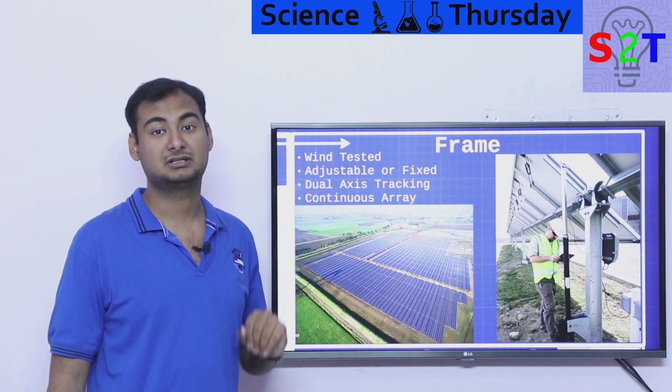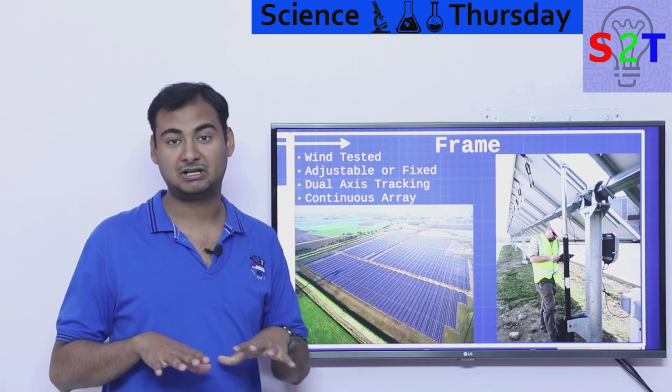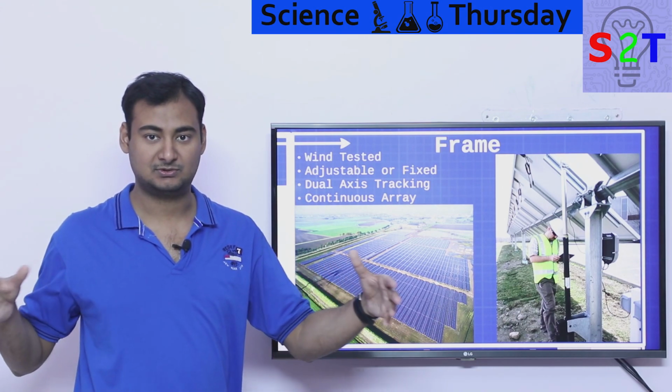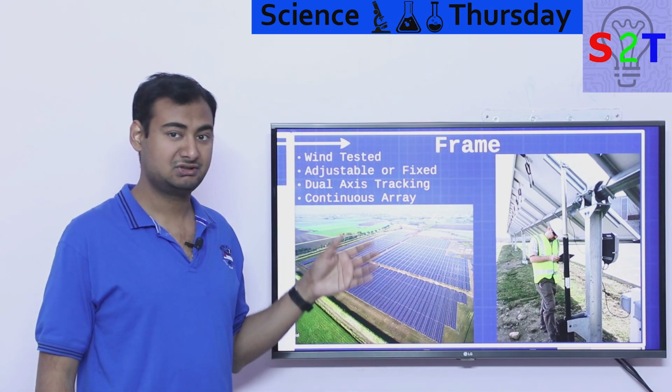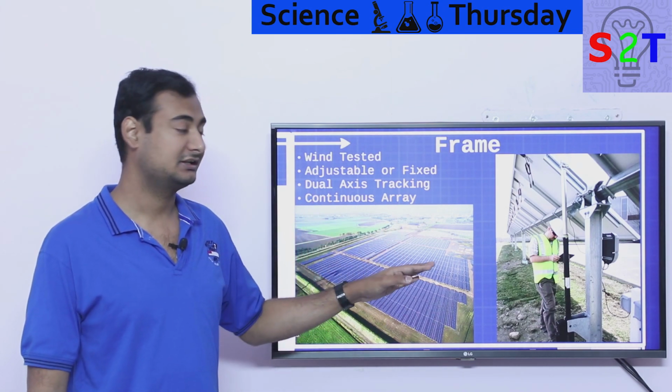And please try to build a continuous array, basically one long strand. Sometimes people have uneven ground and they try to save money by having one small unit, but you are wasting land. You're not going to get more land. So please try to get a continuous array. Continuous arrays are the best.